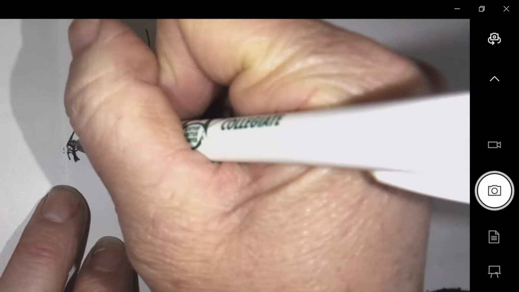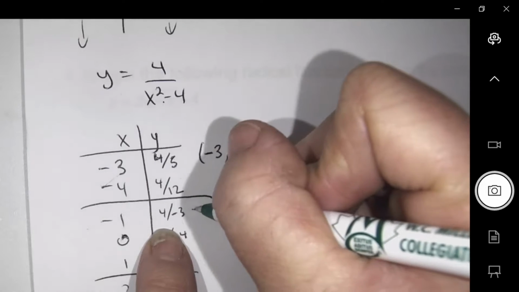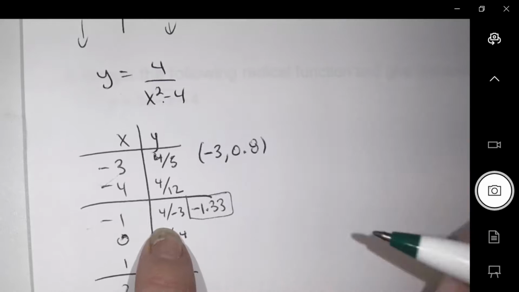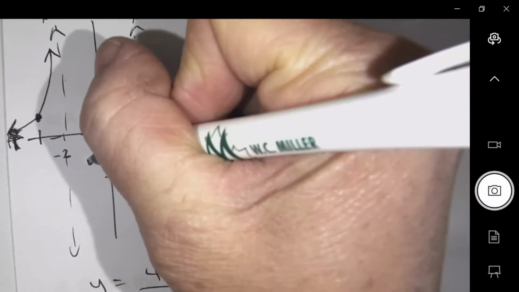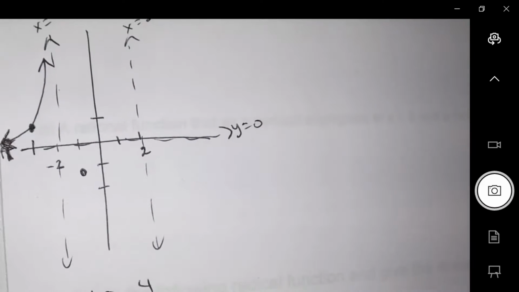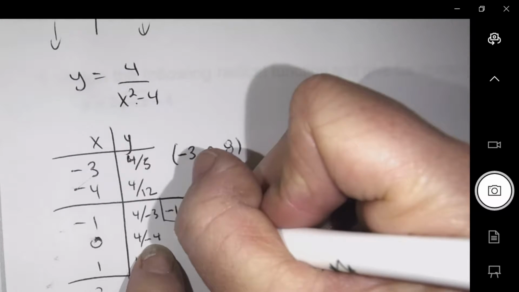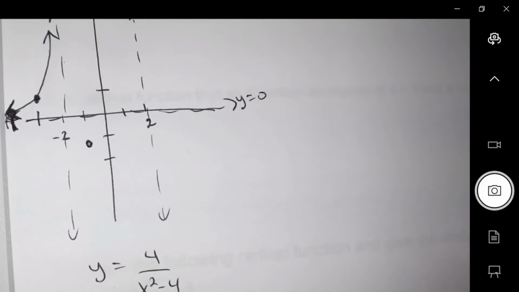Sorry that I'm running out of room. Okay, at -1, this is -1.33. That's what it is. At 0, what does this divide to? -1 exactly. So 0, -1.